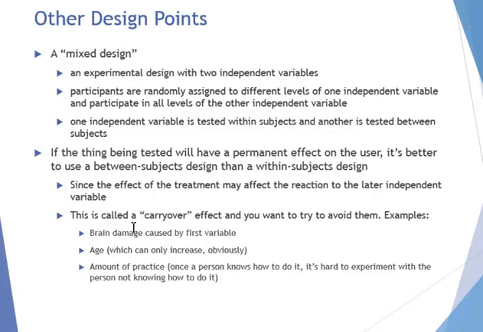An extreme example would be, if brain damage was caused by the first variable, then the second variable, especially in animals, won't be testable in the same way. One example in human experiments that's very common regarding carryover effects is amount of practice. If you put a person in a maze and you say, okay, listen, we're going to have a within subjects design, and we're going to first give the person a cup of coffee and see how they go through the maze, and then later on we're going to give the same person a cup of whiskey and see how the person goes through the maze.